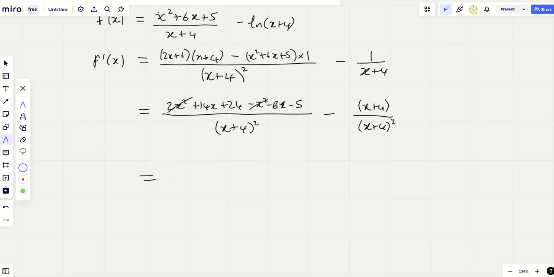We get 2x squared minus x squared, well, that's x squared. 14x take away 6x is 8x, take away another x is 7x. That's all of those dealt with. And then 24 minus 5 is 19, minus another 4 is 15. Hopefully I've got that right. I'm just quickly checking my answers. Yeah, cool, all over x plus 4 squared, and you're done.